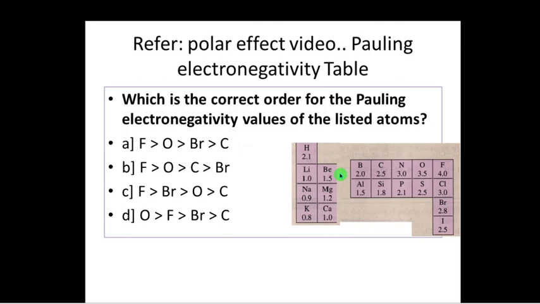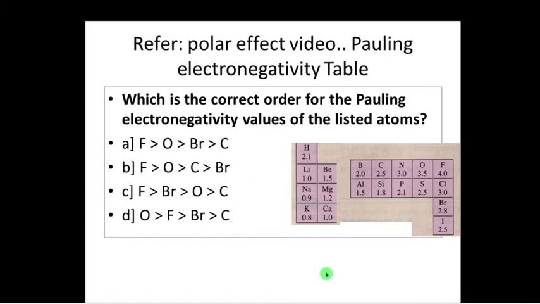Question number 1. Which is the correct order of the Pauling electronegativity values of the listed atoms here? For this particular question, you can refer to our previous video on Pauling's electronegativity. I have mentioned one of the videos there. Option A, fluorine, oxygen, bromine, carbon, and option B, fluorine, oxygen, carbon, bromine. Option C, fluorine, bromine, oxygen, carbon. Option D, oxygen, fluorine, bromine, and carbon.